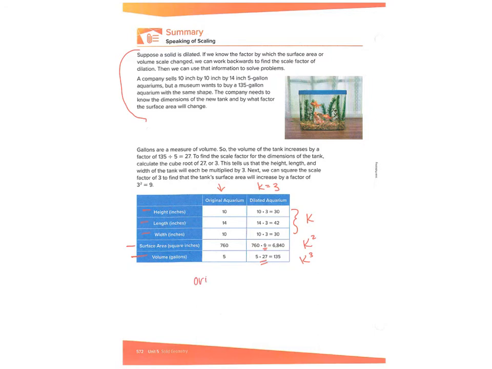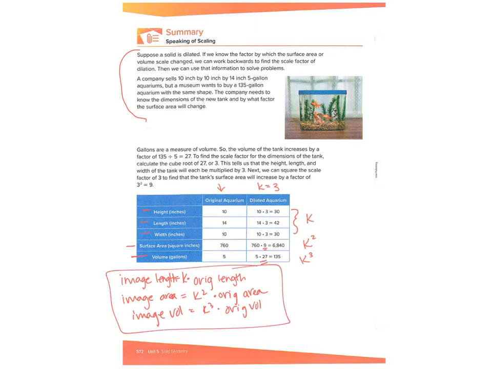My dimensions, my original perimeter, length, width, dimension, radius. I'm sorry, I meant to say image. My image perimeter, length, width, radius, my dimension changes by k times the original. My image area, that would be the area of a base, the area of a side, the surface area of my container, changes by k squared times the original area. And then finally, my image volume changes by k cubed times the original volume. These are our 3 equations we've been using over and over in our problems.